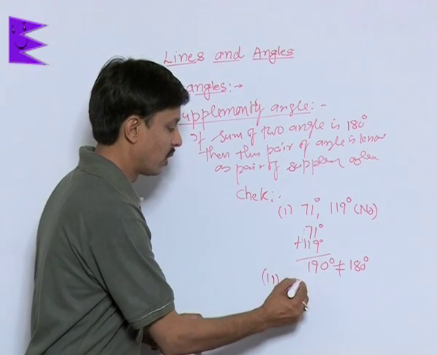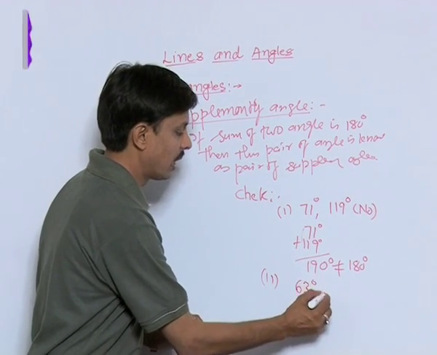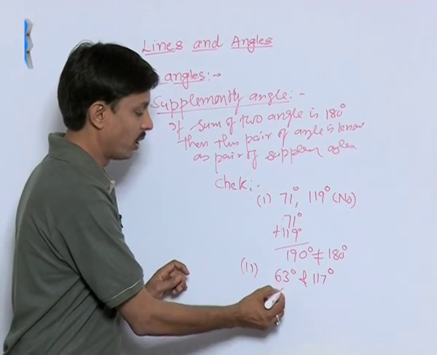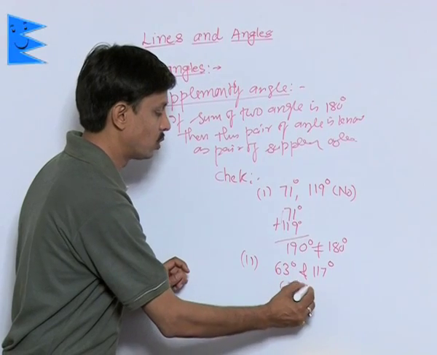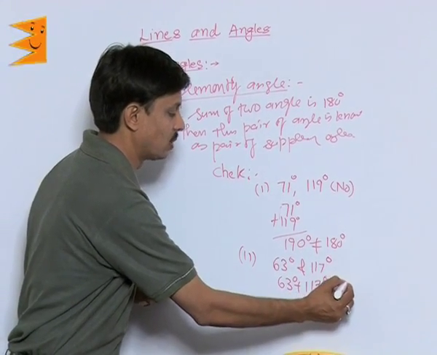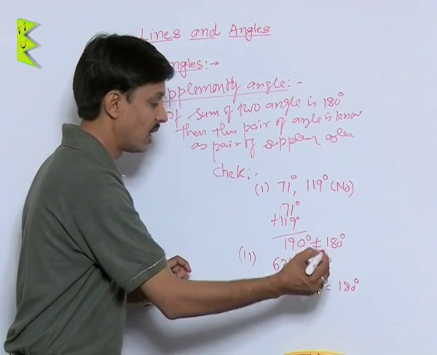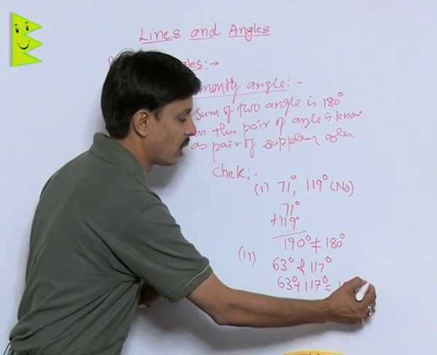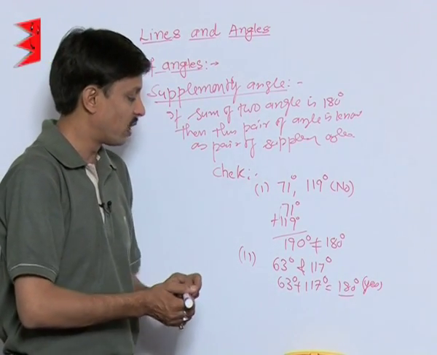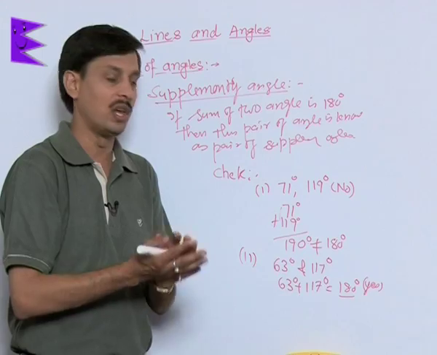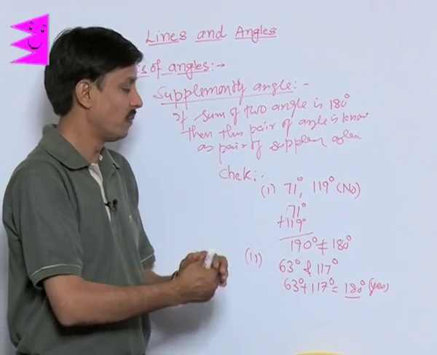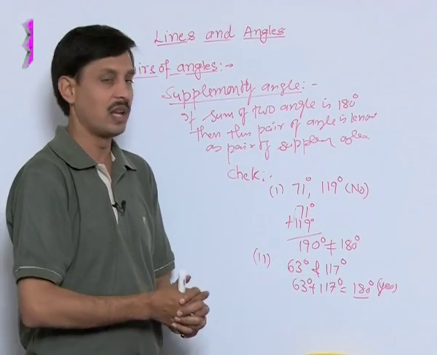Suppose one angle is 63 degree and another is 117 degree. I am going to find the sum of these two angles and I find their sum is 180 degree. As the sum is 180 degree, I say yes, the pair of angles 63 degree and 117 degree is the pair of supplementary angles, whereas the previous one is not a pair of supplementary angles.